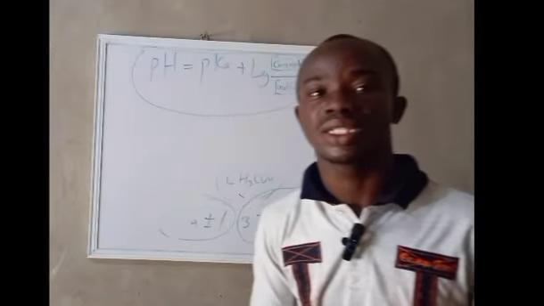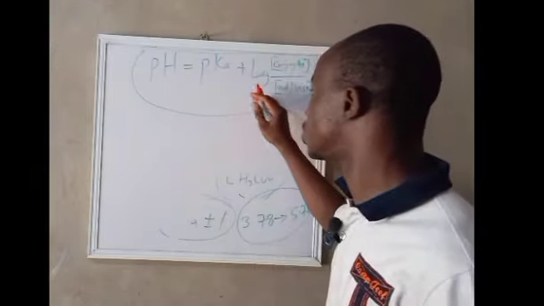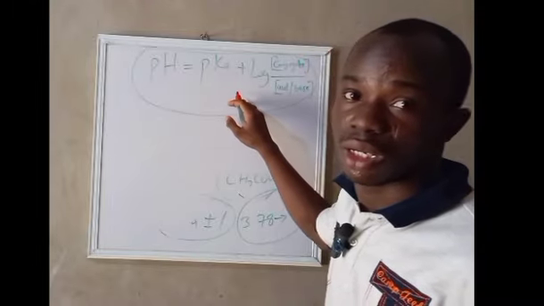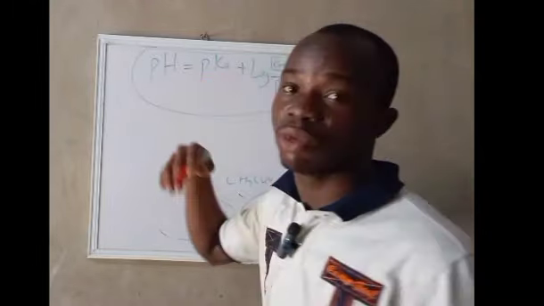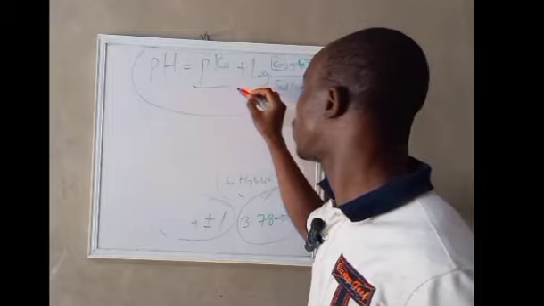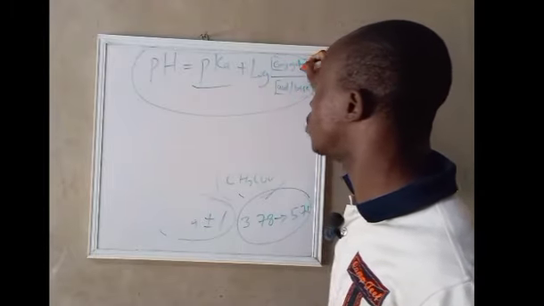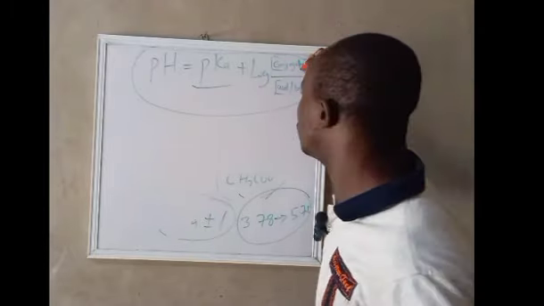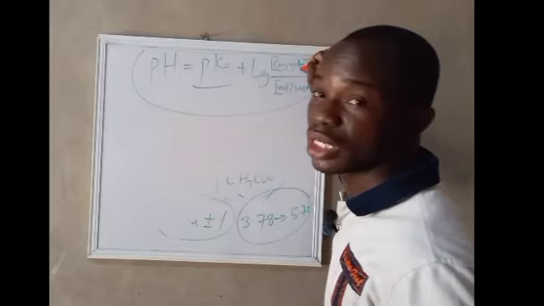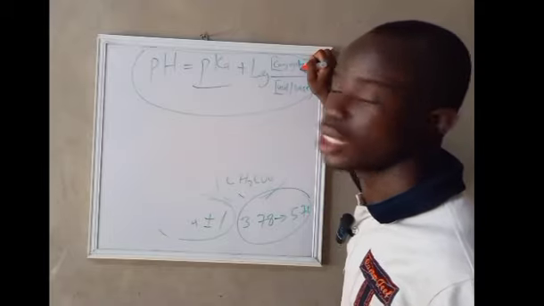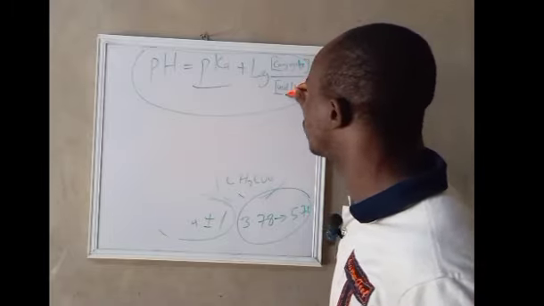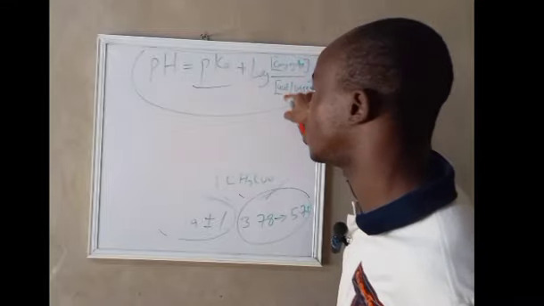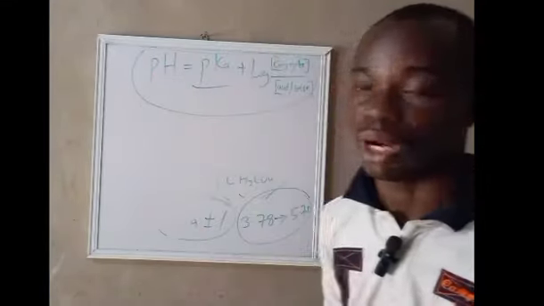But it is not in every case that you can use this formula. If they give you a buffer system, you know the pKa of that buffer, and you know the amount of conjugate acid or base in that buffer and the amount of acid present, you can determine the pH of that buffer.